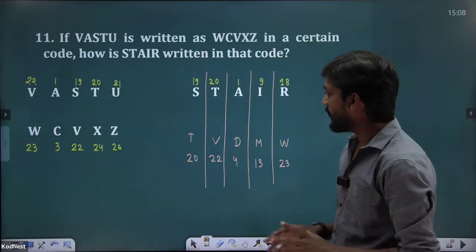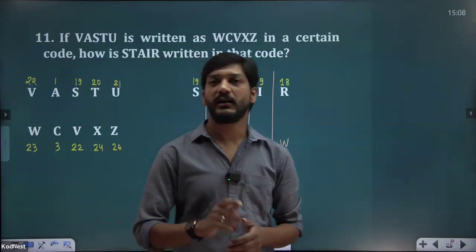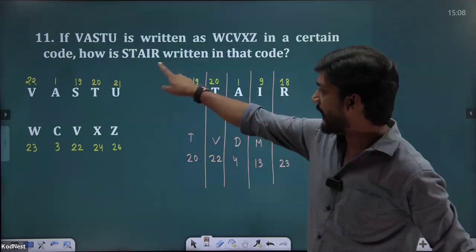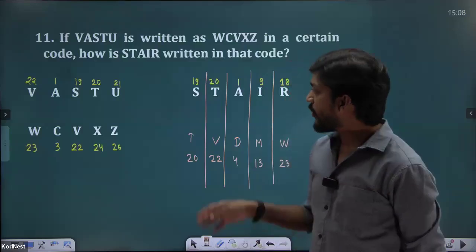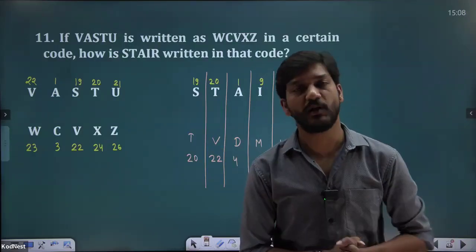So whatever we are observing, you have to learn to do it a little bit fast. If you take a little bit of time in writing the place values, and you are going over 1 minute or 1.5 minutes, then that is not good. Try to decrease your timings.